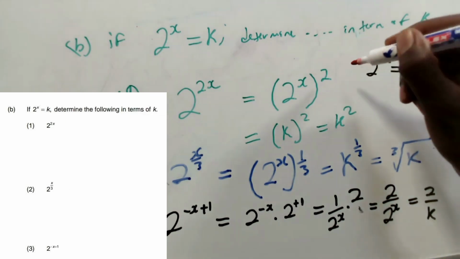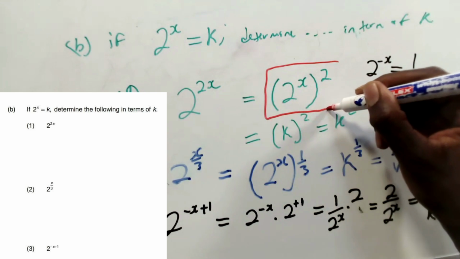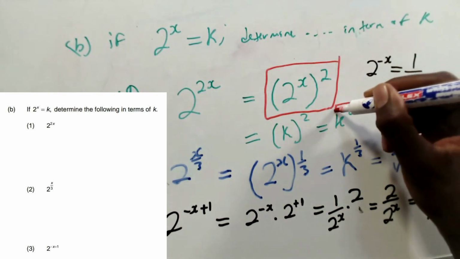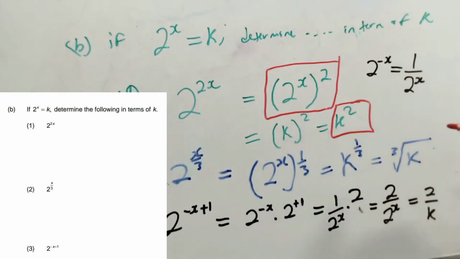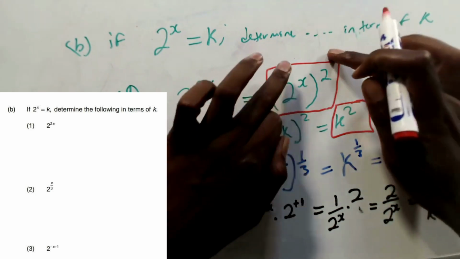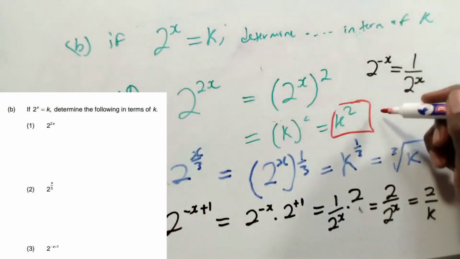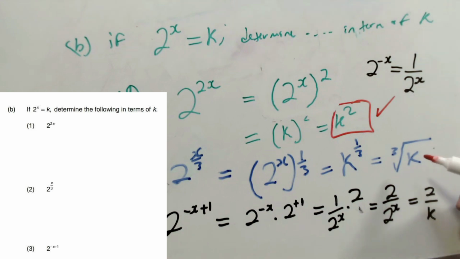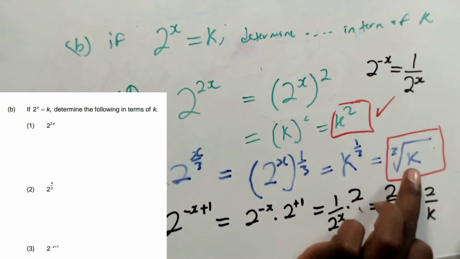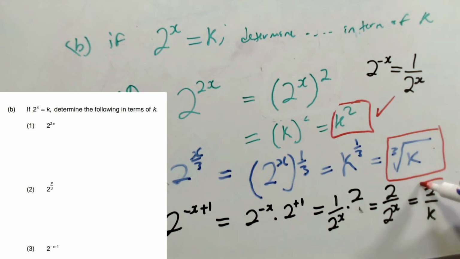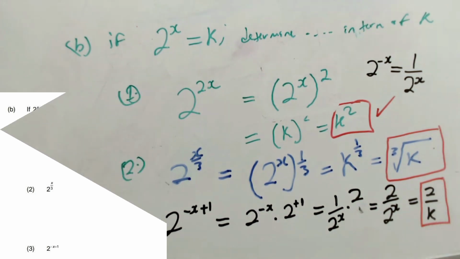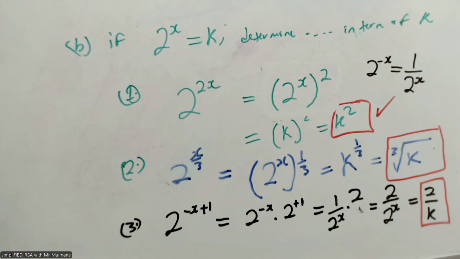This is number 1 in terms of k, it's k squared. This is number 2 in terms of k, it's the cube root of k. And this is number 3 in terms of k. So number B was not that hard either.